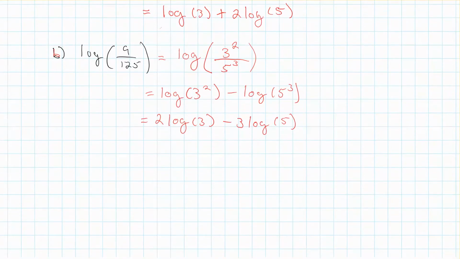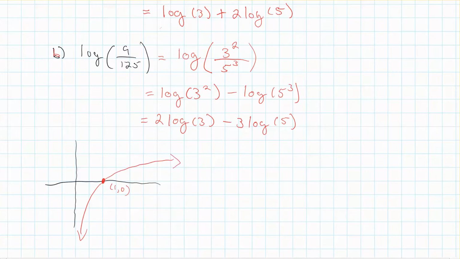Just think about what the graphs look like, and I'll just do a rough sketch of a graph of a logarithm. Remember, a logarithm has an x-intercept of 1, and then it looks like this. And we know that the range goes from negative infinity to infinity, and so 9 over 125 is clearly less than 1, and so that's clearly going to be below the x-axis, which is going to be a negative number.